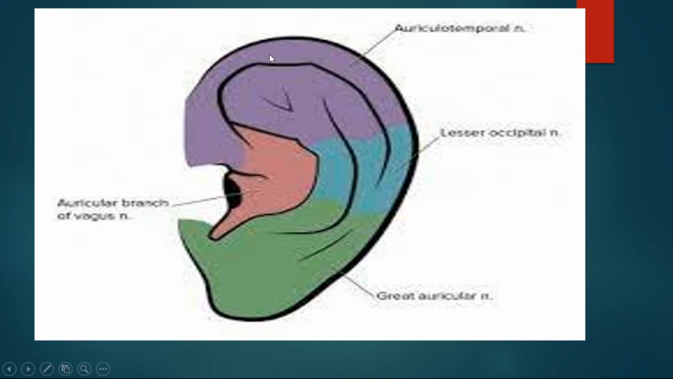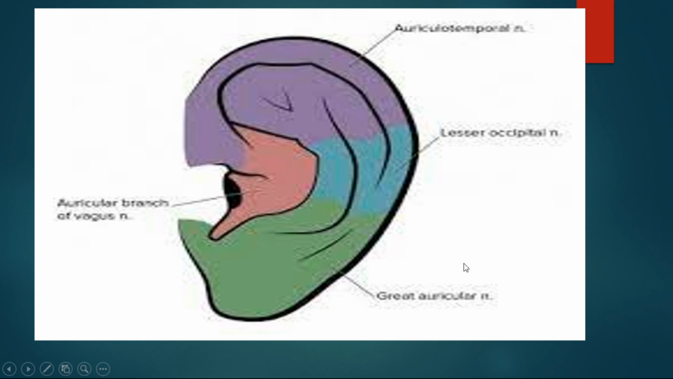And this is the area of the auriculotemporal nerve. The auricular branch of the vagus nerve innervates this area. This purple area is the auriculotemporal nerve. This blue area is the lesser occipital nerve. This green area is the greater auricular nerve. And this pink area is the auricular branch of the vagus nerve.